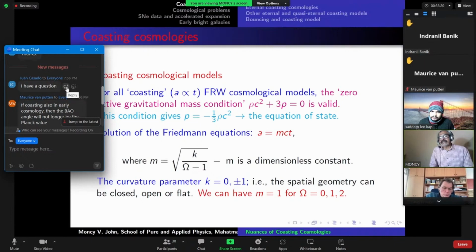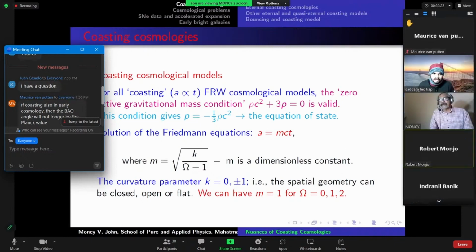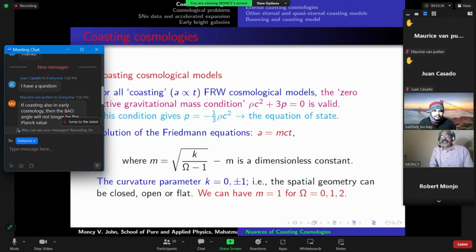In all these areas, Melia has done a lot of work. That is a special case of K equal to 0 of the eternal coasting model. But even though it is that special case, a lot of cosmological observations are studied and analyzed by Melia.